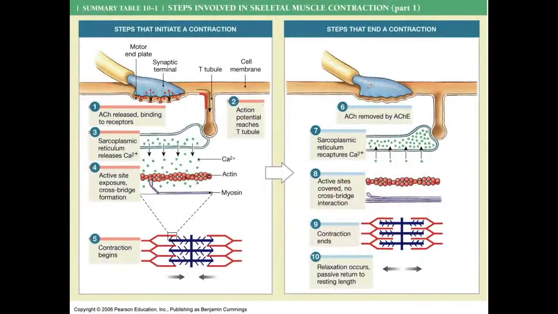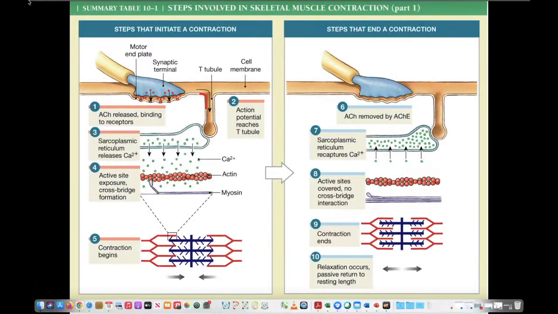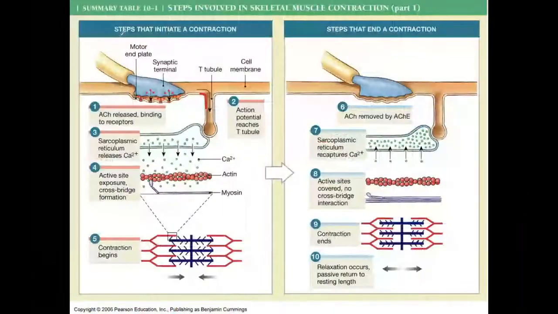So let's review what's happening again. The steps that initiate a contraction on the left and on the right would be the steps that end the contraction. So we have the motor neuron. Here is the synaptic terminal, or the synaptic end bulb. And what's stored in there, remember, those synaptic vesicles that contain acetylcholine.